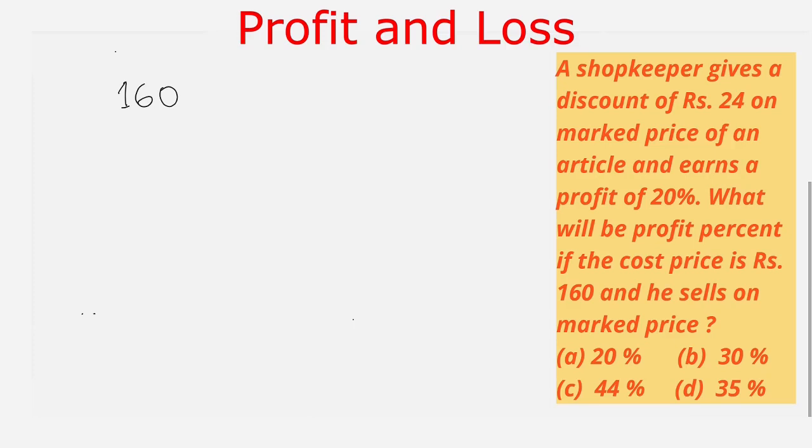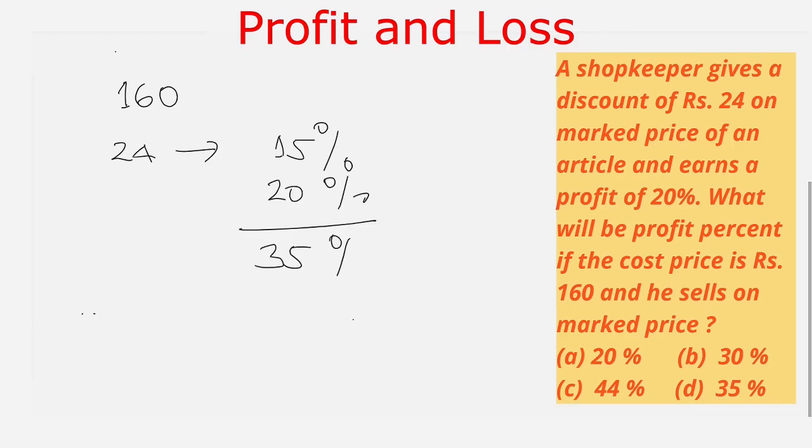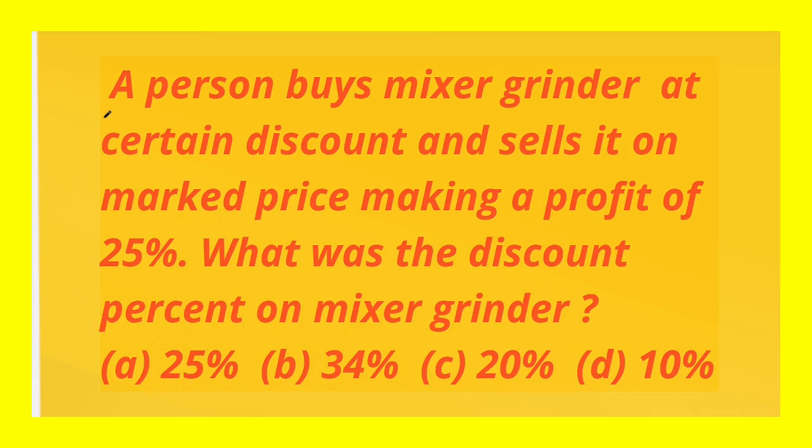So discount is 15%. 24 is 15% and we were already getting profit of 20%. 15 plus 20 is 35%. If we sell the article on marked price, then we are going to get the 35% profit. Very easy question. We can just solve it orally. And from the given options, our answer is option D. We go to the next question.